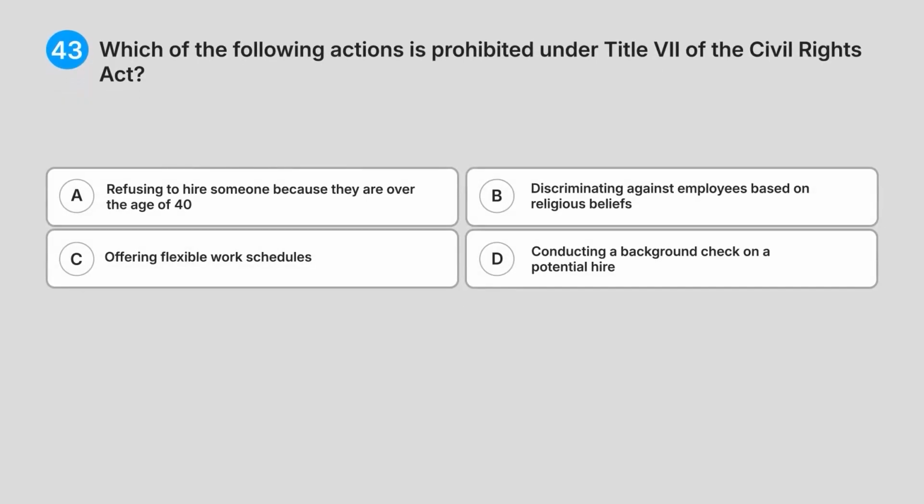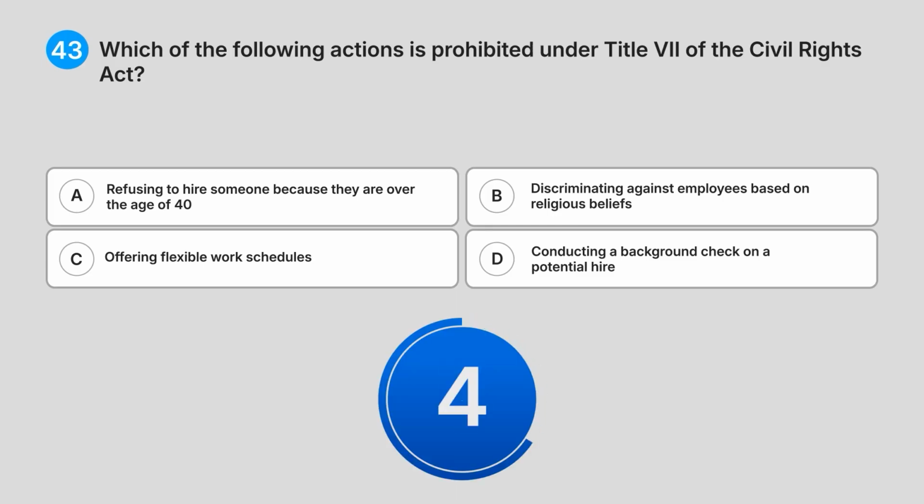43. Which of the following actions is prohibited under Title VII of the Civil Rights Act? A. Refusing to hire someone because they are over the age of 40. B. Discriminating against employees based on religious beliefs. C. Offering flexible work schedules. D. Conducting a background check on a potential hire. Do you know the answer?